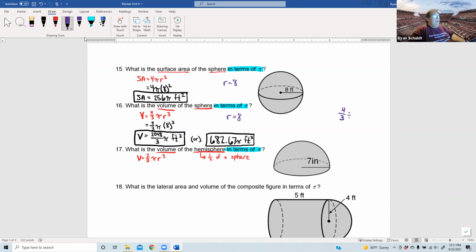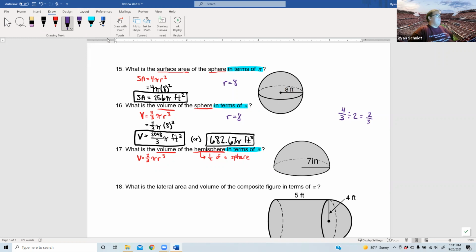4/3 divided by 2. If I have 4 cookies, and I divide 4 cookies in half, how many cookies are left for each person? 2. This is 4/3. I divide that in half, that gets me 2/3. So that's how we got the 2/3. Yes, I know I need to divide this formula in half, but I'll just divide the 4/3 in half, and that does the same thing.